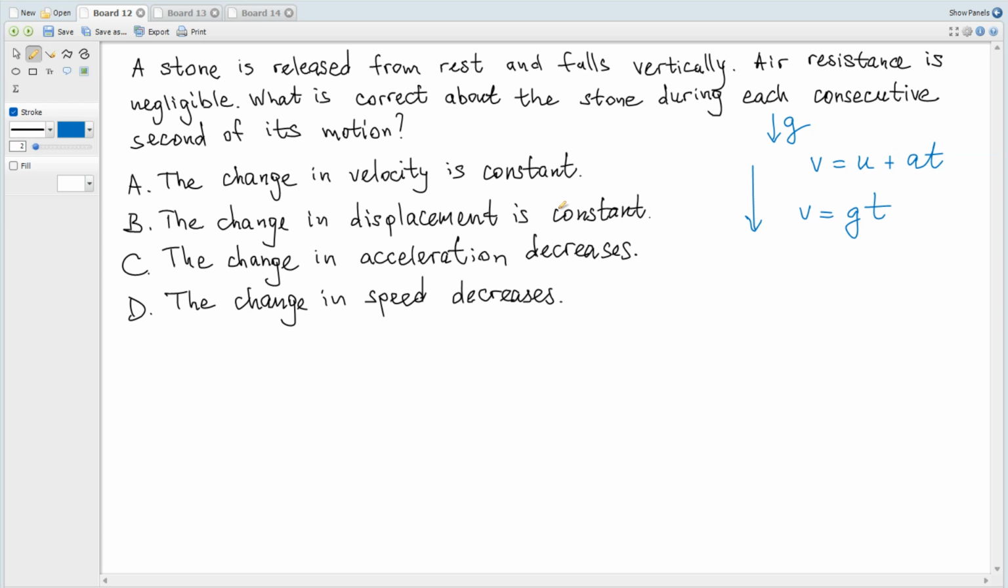It's true. Or you may consider directly that when t is 1, v is g. When t is 2, v is 2g. When t is 3, v is 3g. So you can see that it changes linearly, plus g, plus g. So A is correct.